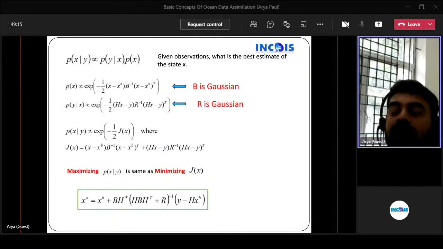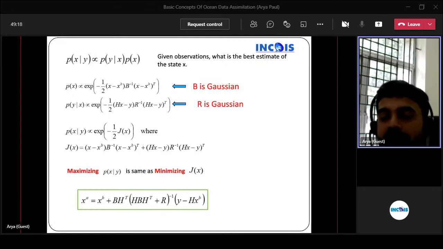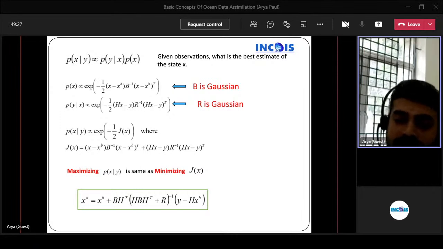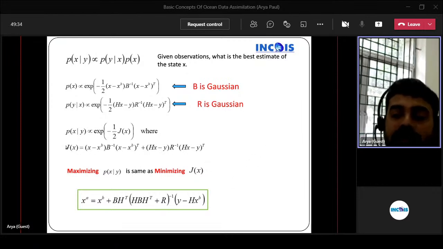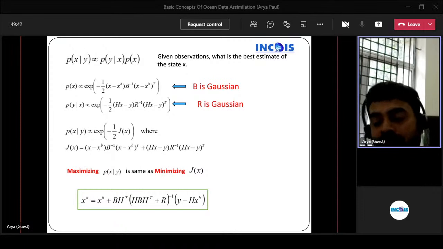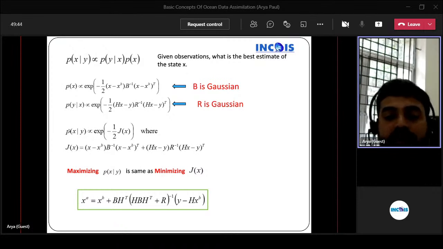So again, we go back to the Bayes' theorem, and I will not get into much of the details of this mathematics because I'm not sure how fluent all of you are in mathematics. Just keep in mind that at the end of the day, what we do is minimize this J of x. This J of x is what is called the cost function. Either we minimize this J of x or we maximize this probability p of x given y, either of these.